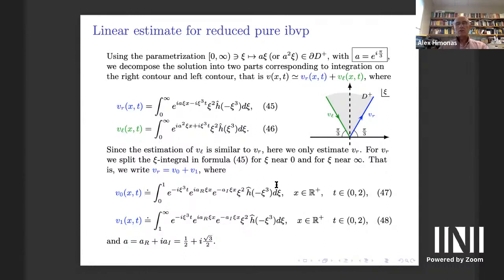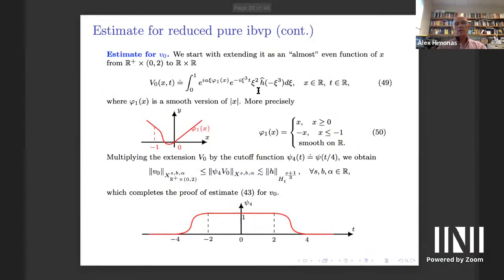And we will estimate the modified Bourgain norm, the restricted modified norm here and there. And in order to do the restricted norm, we have to extend. Using the smooth version of absolute value x, we extend the solution near 0, and then we do some work, and we obtain, you see, this restricted norm bounded by the full norm, the global norm, and we get the estimate we want.